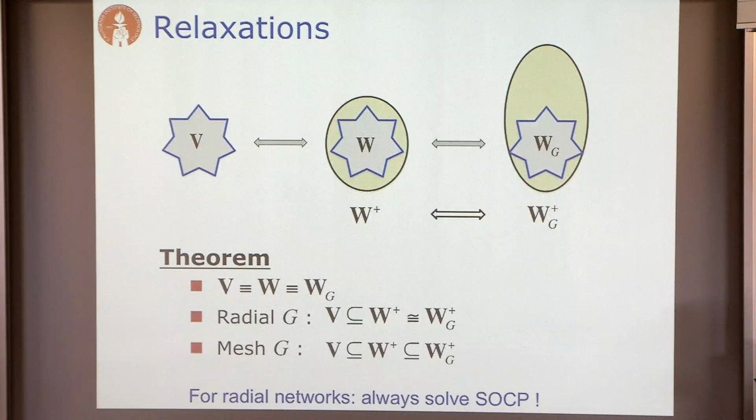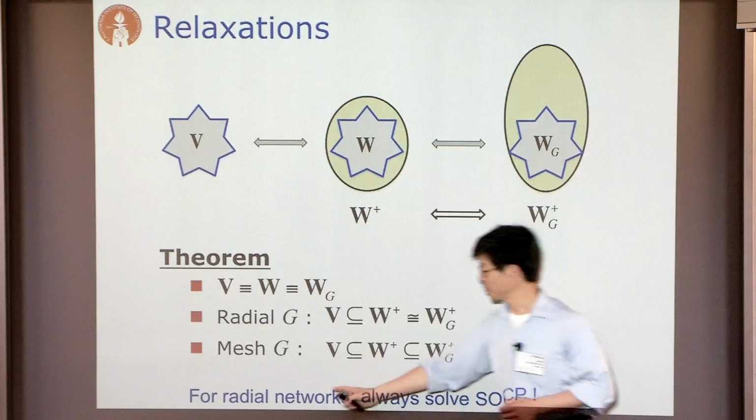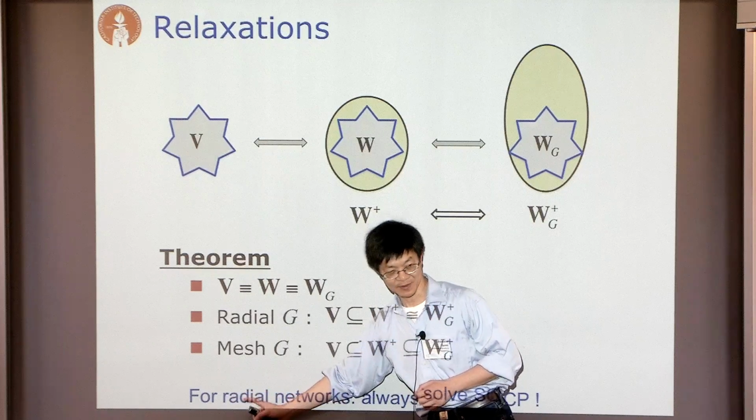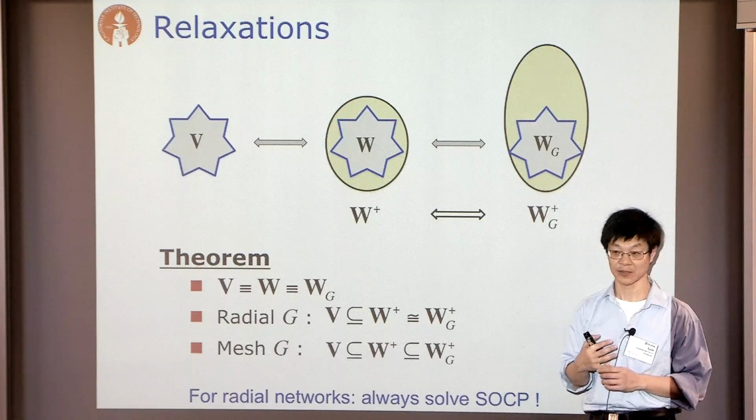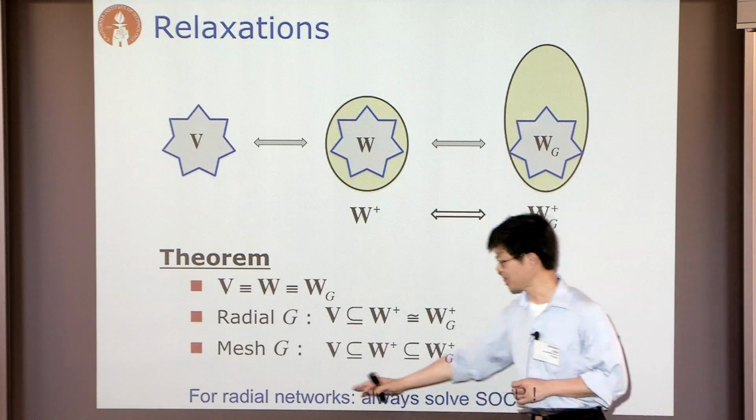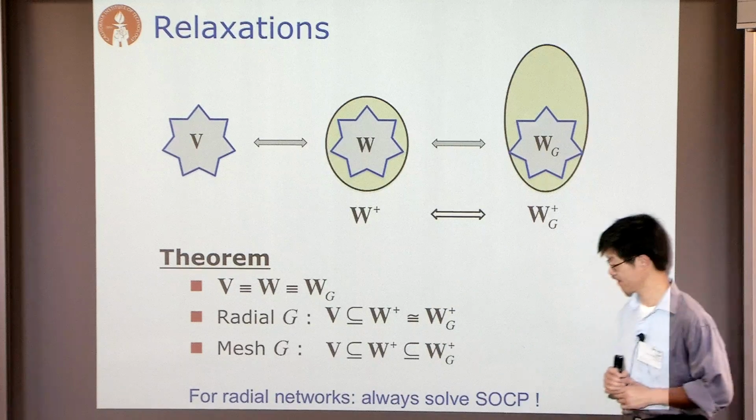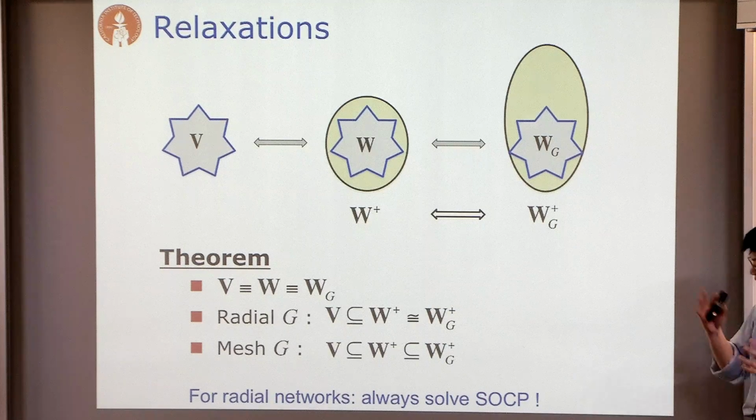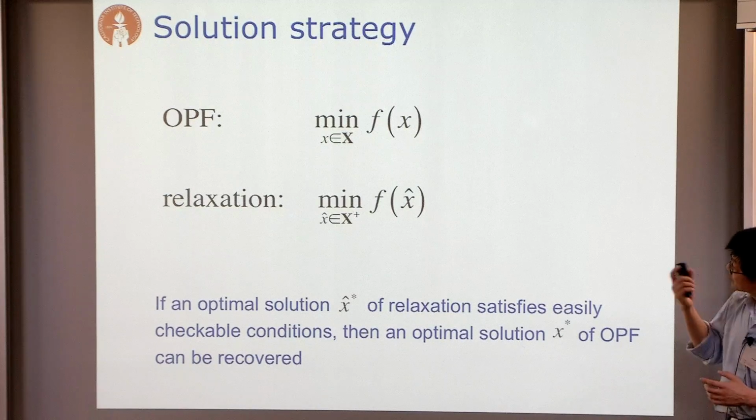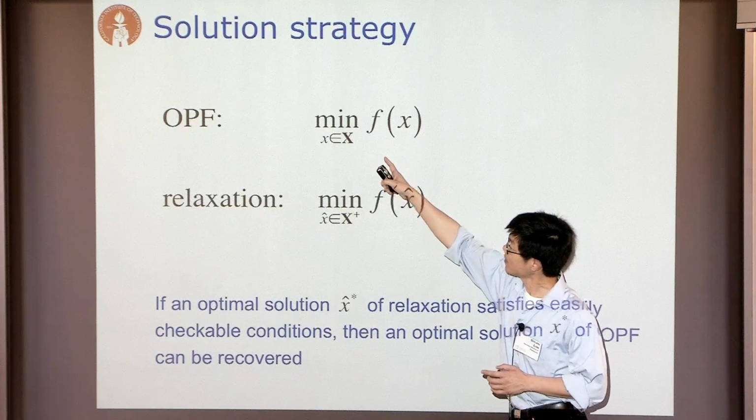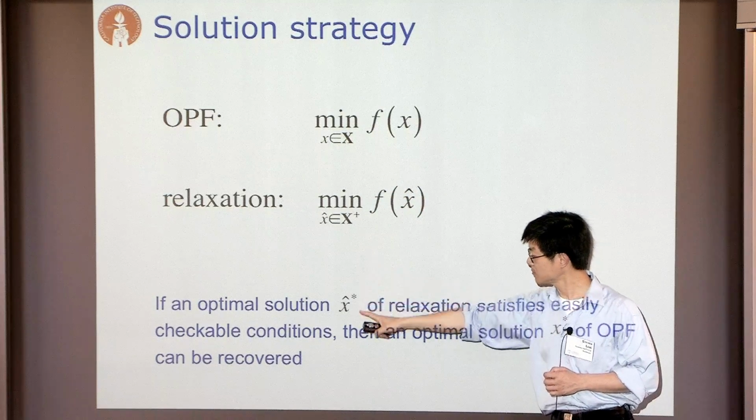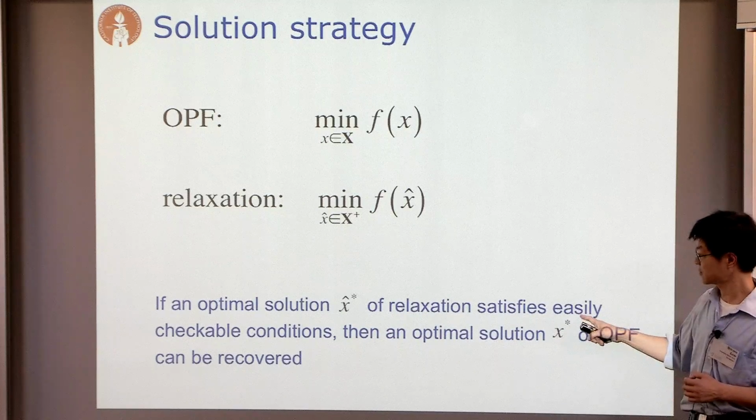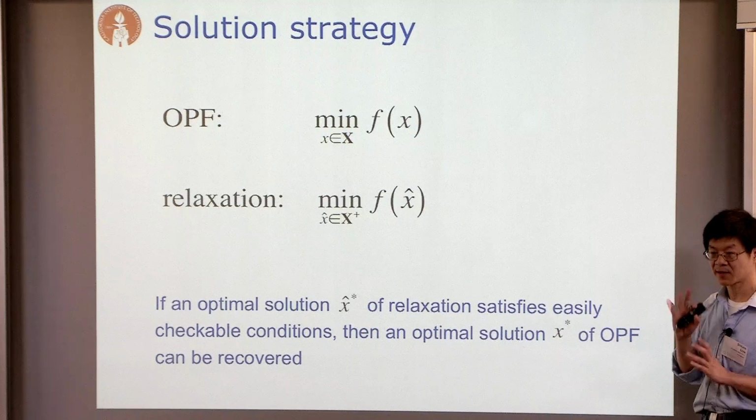And therefore, we recall that almost all distribution systems, which are probably where most of the smart grid innovations will first appear, are radial, are tree topologies. And therefore, for them, never solve SDP, just solve SOCP. And therefore, the strategy is, instead of solving OPF, you solve the relaxation, and then with an optimal solution of the relaxation, you check some conditions. If it is satisfied, then you're done.